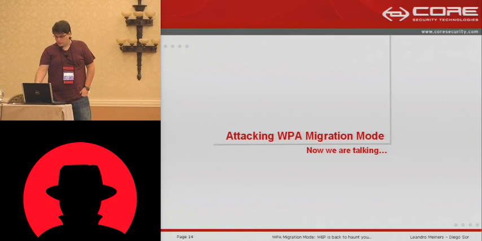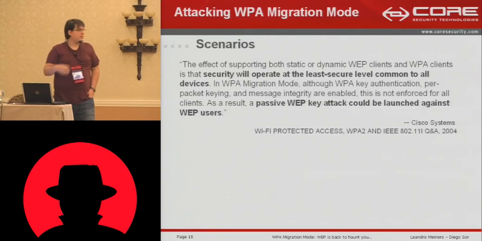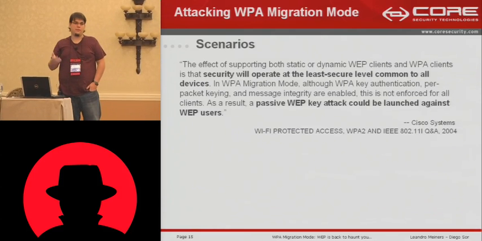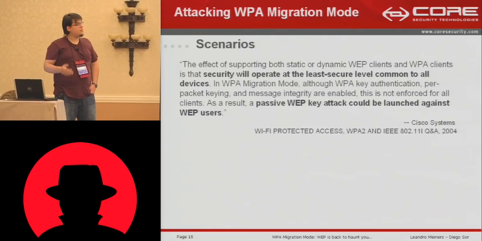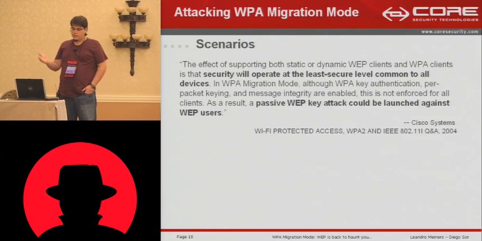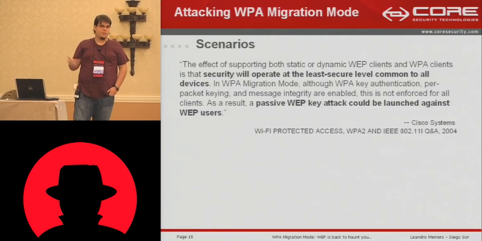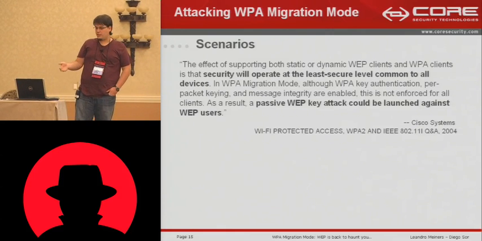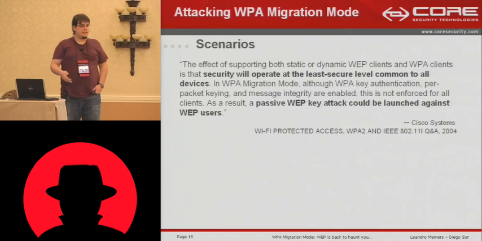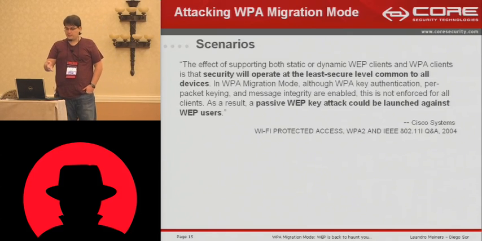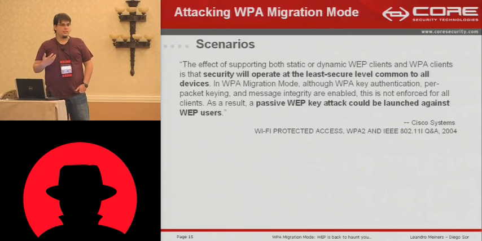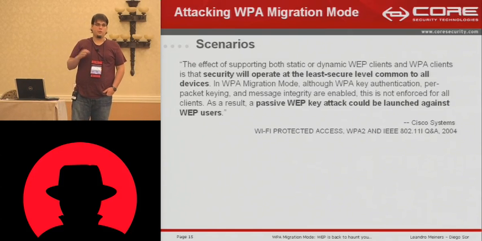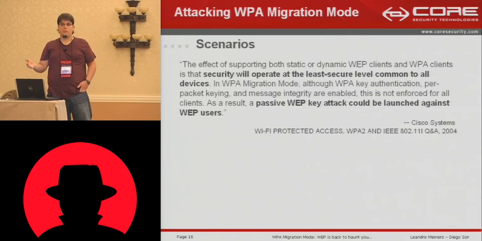Okay, kicking off where Diego left off, I'm going to start talking about how to attack an AP configured in this manner. When we bumped into this at a customer of ours, something smelled fishy about this hybrid configuration, so we started to see what we could do with it. The first thing we did was browse through the documentation to see what Cisco was saying about this WPA migration mode. What we found is that Cisco says the security will operate at the least secure level common to all devices. This basically splits the scenarios into two possibilities: when you have WEP stations and when you don't have WEP stations.